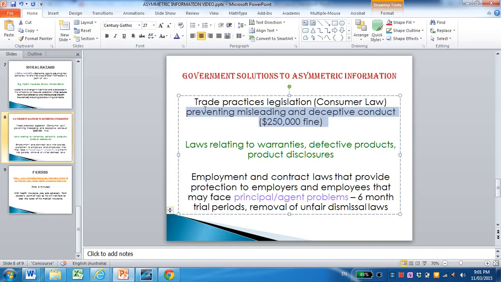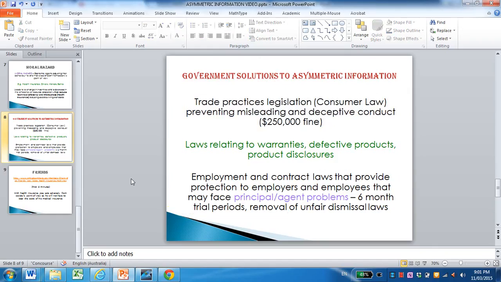But I will be focusing on the first one that has a government solution to asymmetric information: laws against misleading and deceptive conduct. So that's asymmetric information, one party to the transaction having more information than the other, and it leads to moral hazard and adverse selection.